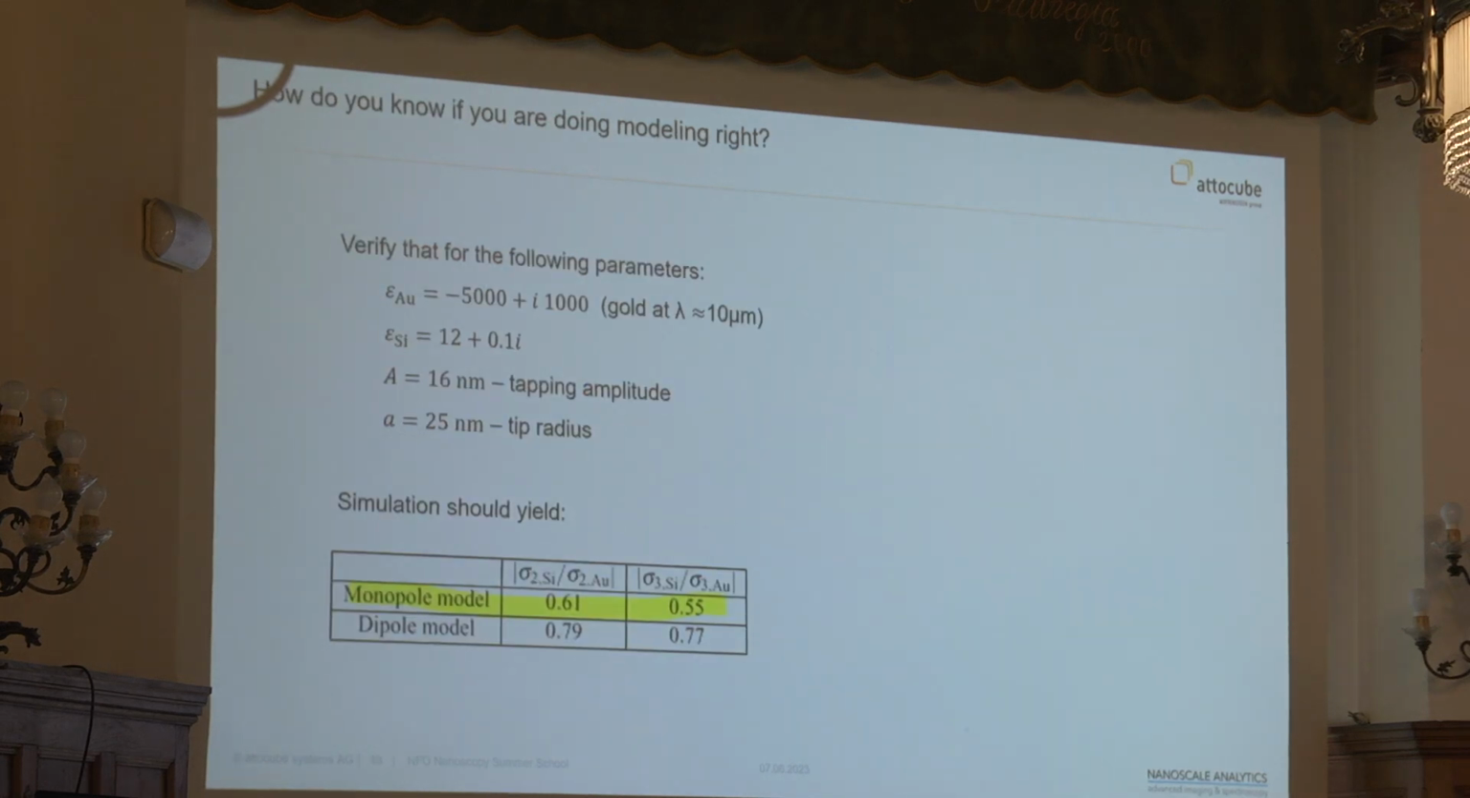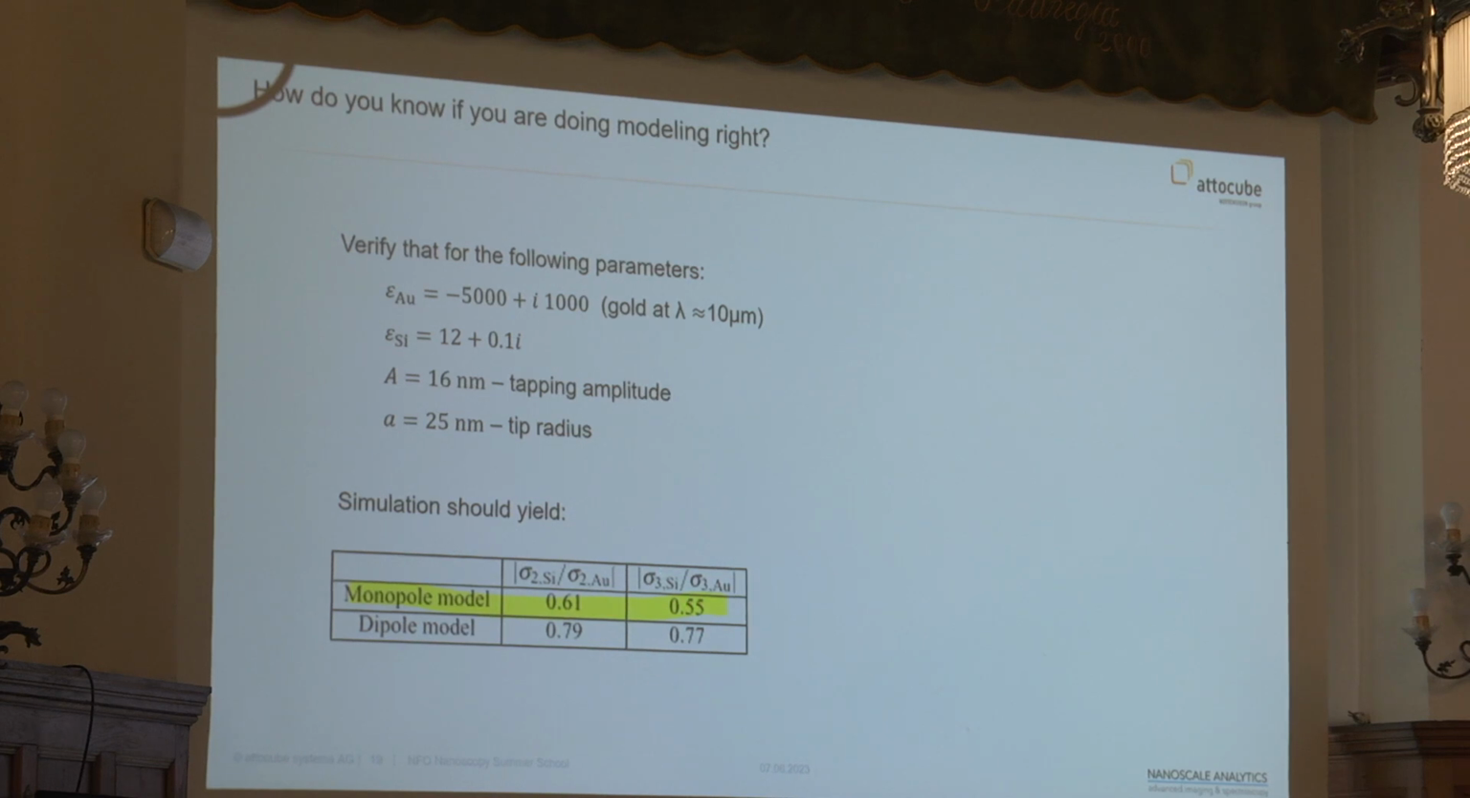Now, on a practical aspect, for those of you who want to do the simulations yourselves, you want to verify whether you're doing it right or not. Maybe there's a bug in your code. So here's what you can do. You can take these model parameters: gold, silicon, tapping amplitude 16 nanometers, tip radius you assume 25 nanometers, and plug them into your code of the monopole model. You should get these values for the second harmonic, the ratio between the second harmonic scattering on silicon to gold: 0.61, 0.55. These are the reference values.